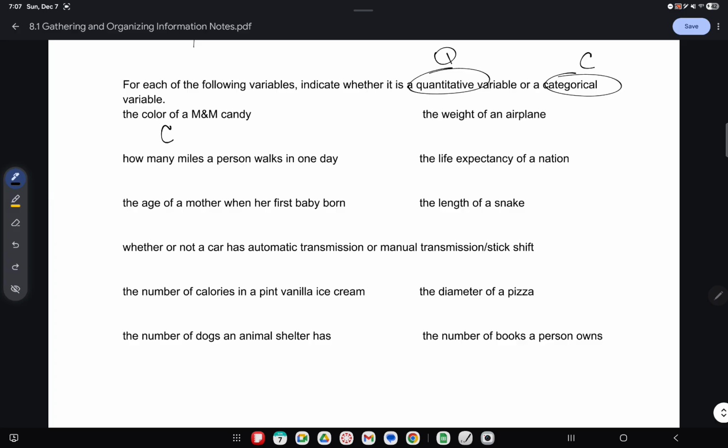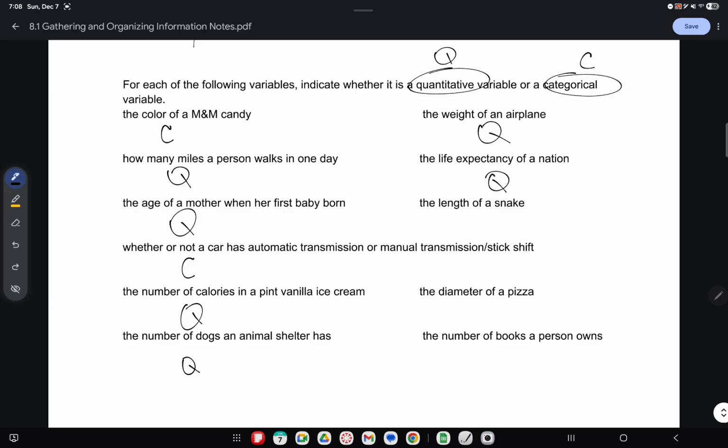How many miles a person walks in a day? Quantitative. The age of a mother when her first baby was born. Also a number. Whether or not a car has automatic transmission or manual. Categorical. The number of calories in a pint of vanilla ice cream. Quantitative. The number of dogs an animal shelter has. Quantitative. The weight of an airplane. Quantitative. Life expectancy. Also quantitative.